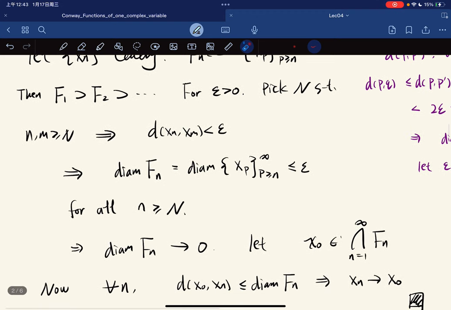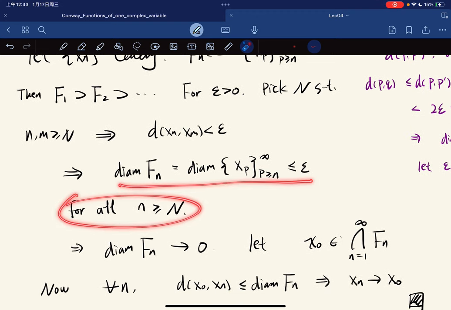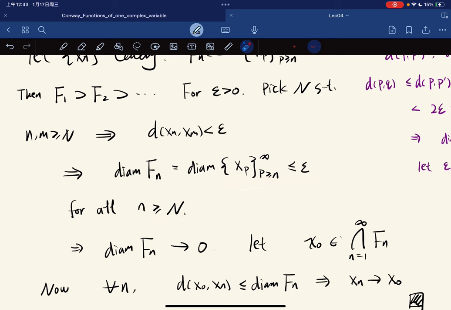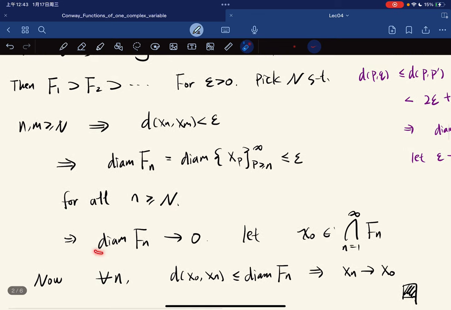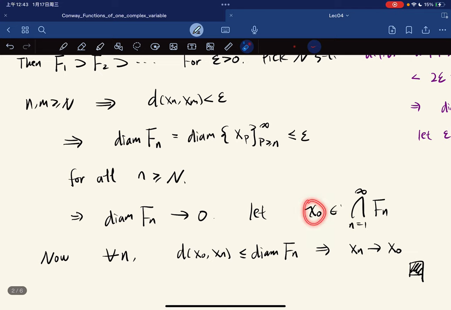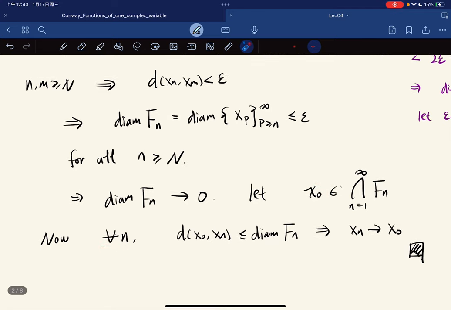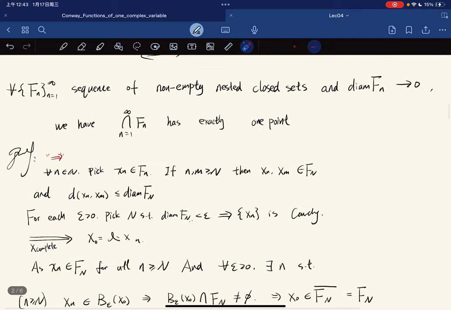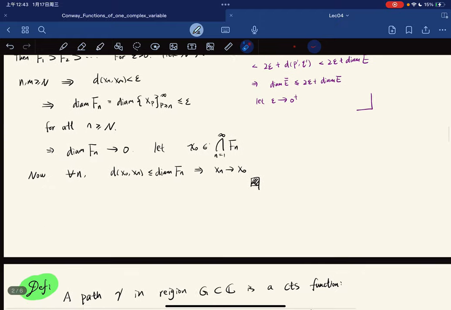Then we know this inequality holds for all n greater than capital N. Which means that this goes to zero. Well, by our hypothesis, we're going this direction, then we just pick a point in it. Now for any n, we know that we have this inequality, by definition. Which means that this goes to x naught because this goes to zero. Okay, so this is Cantor's theorem. Alright, so now let's start our class.